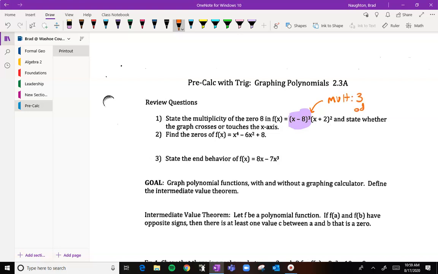And that 3 is an odd number. If you remember from the previous video, if it's odd, it's going to pass through, and if it's even, it's going to bounce. So in this case, because it's odd, it's going to pass right on through at positive 8. Something like that. Cool? All right.